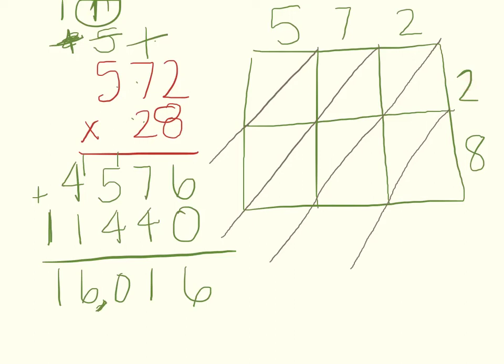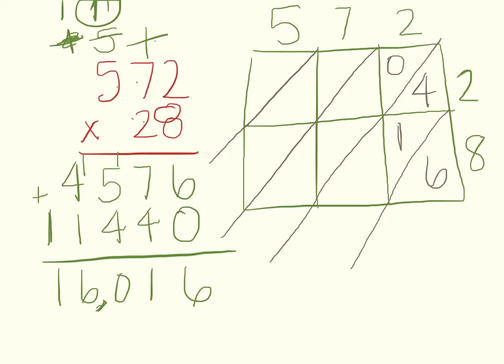So 2 times 2 is 4, so we're going to write the 4 in the ones place, and then we'll put a 0 here. Then the next one, it doesn't really matter which order you go in. You just have to match up the box. So if we look at this box, that is 2 times 8. 2 times 8 is 16. So we'll put the 6 in the ones place, the 1 in the tens place.